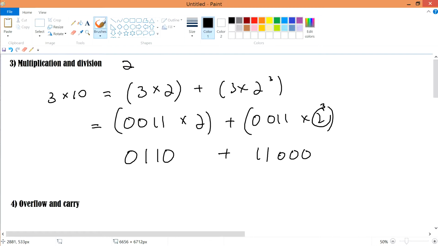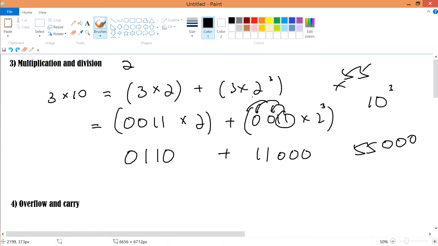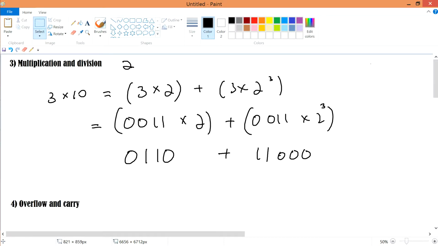So 2 to the power of 3 is much like 10 to the power of 3 in the 55 times 10 to the power of 3 example. 10 to the power of 3 gives you 3 zeros at the back, and it's the same thing over here: you now have 3 zeros at the back also. I shift this 1 time, 2nd time, 3rd time. I just want to convey that this works, and later on I'll do some examples again.